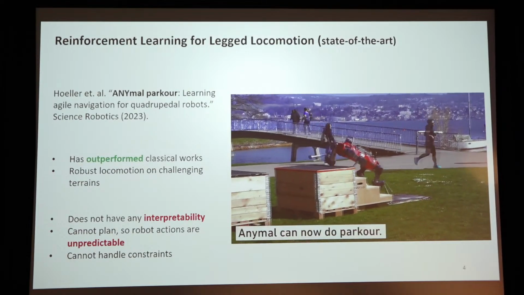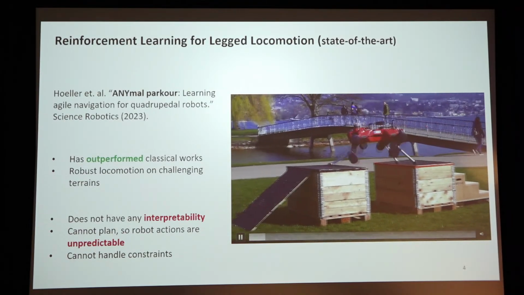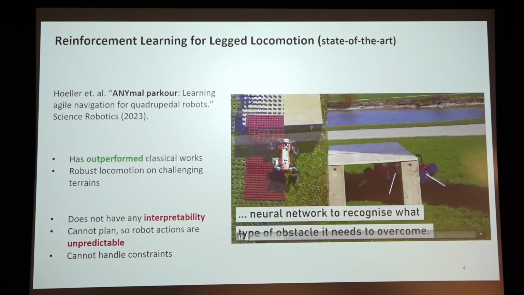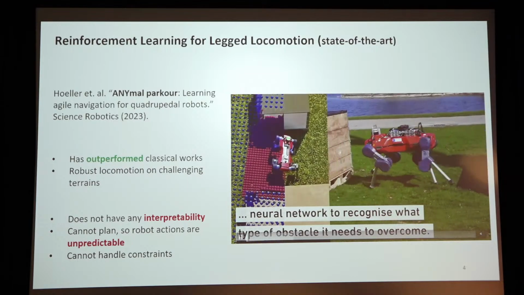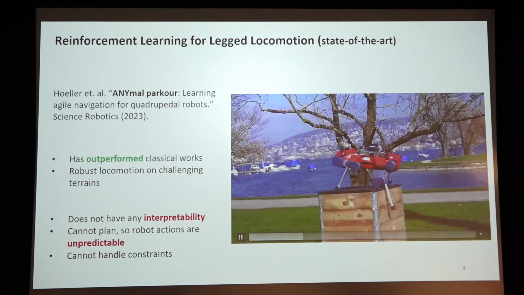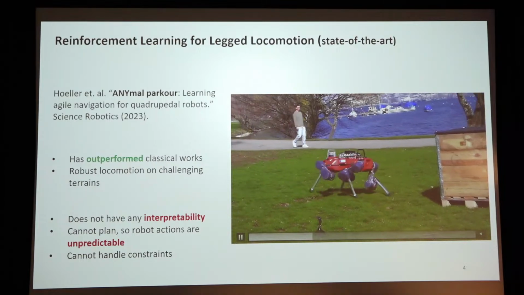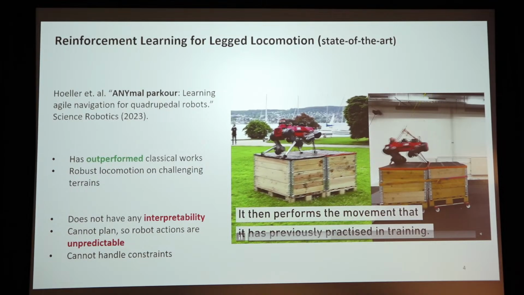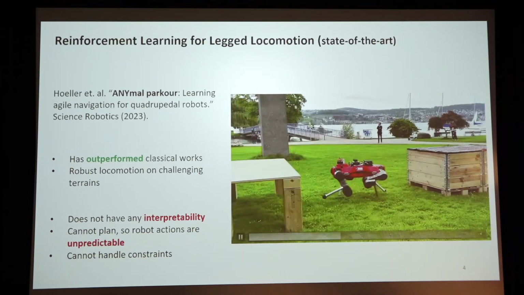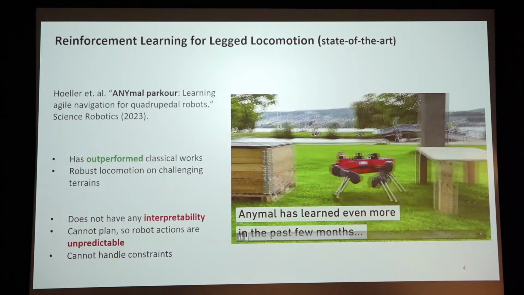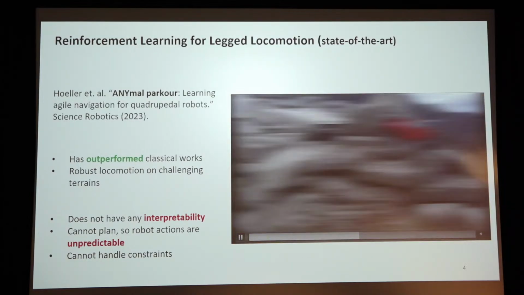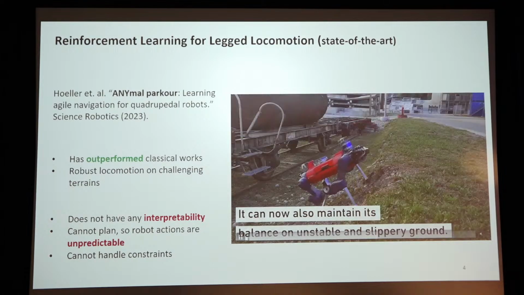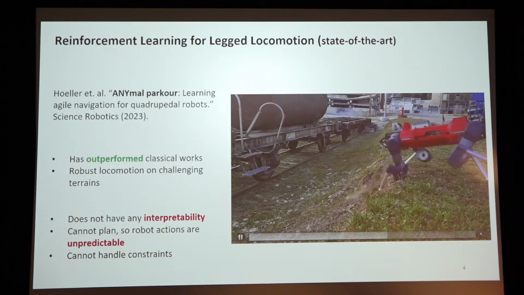So this is where reinforcement learning for legged locomotion currently stands. This is the state of the art, where this robot called ANYmal can do all these parkour behaviors in really complex unstructured terrains, and this has outperformed all the classical works that have been there so far, and can even show robust locomotion in such challenging environments.